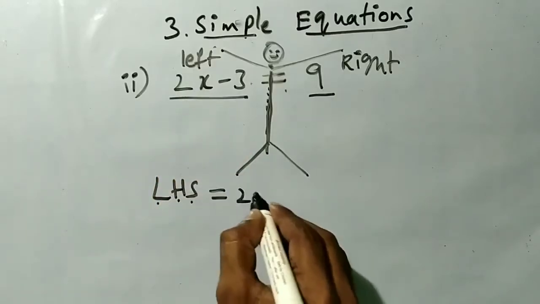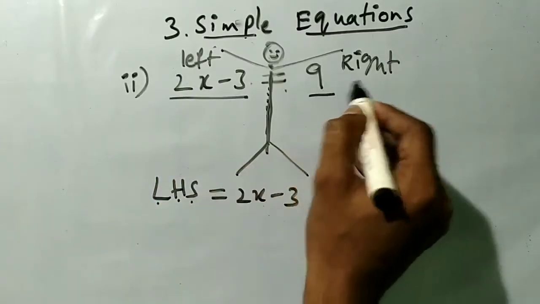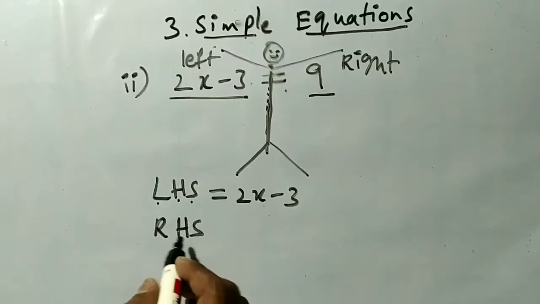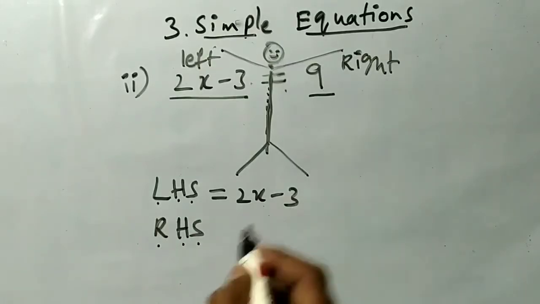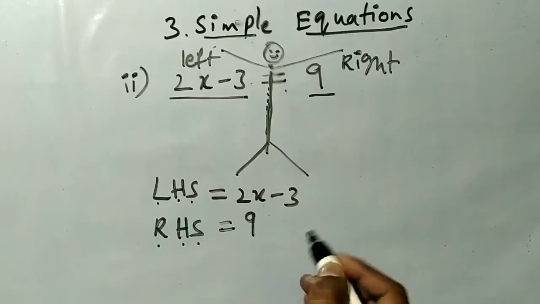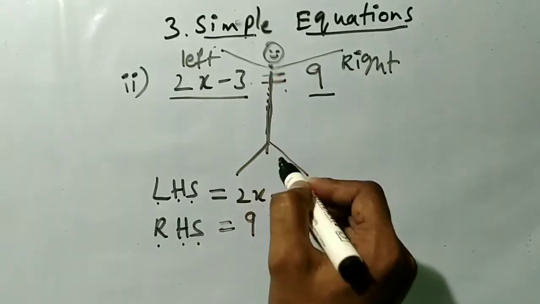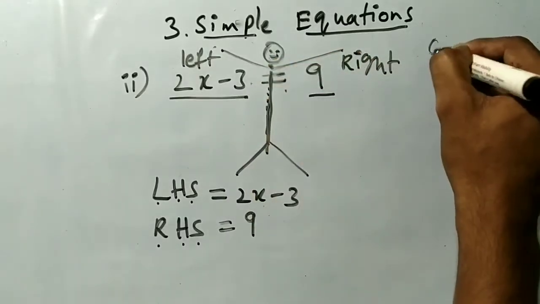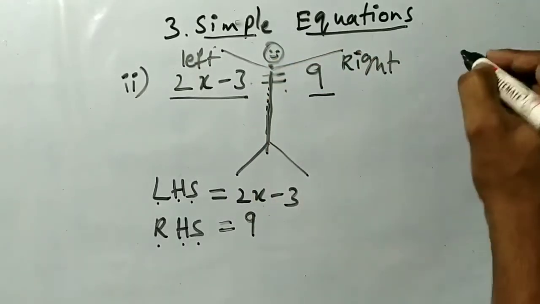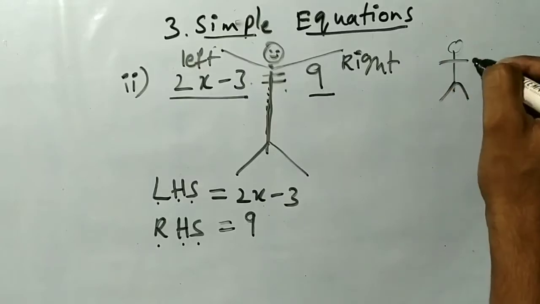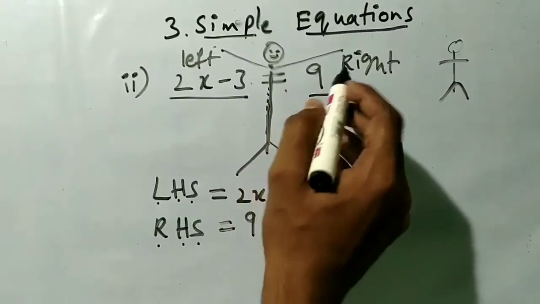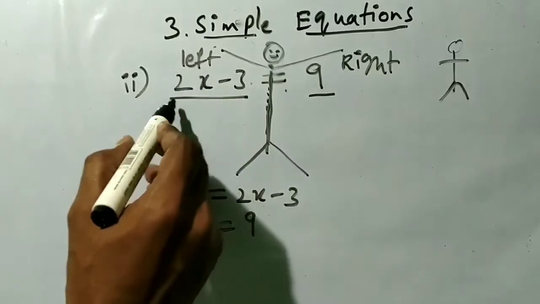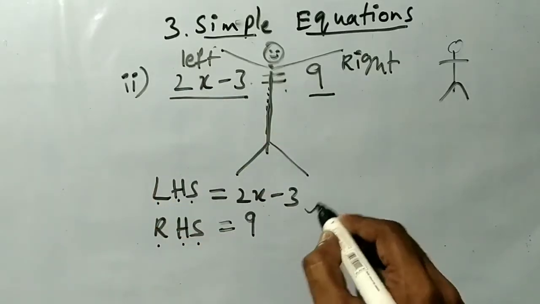2x minus 3. And right hand side is 9. So that is RHS, right hand side. What is 9? 9 is the right hand side of this. Let's think of him as Balu. We are taking one example, that is Balu. Balu has two hands. That is, right hand side having 9 and left hand side having 2x minus 3. So that is the second one.